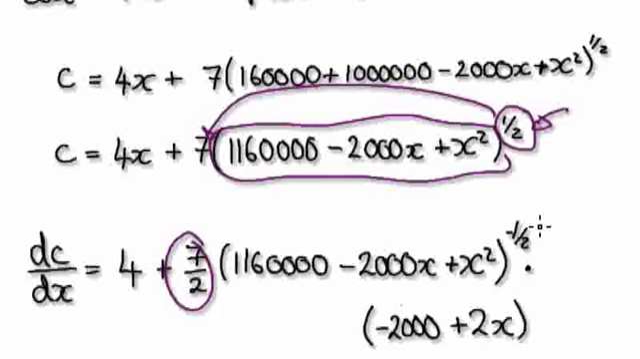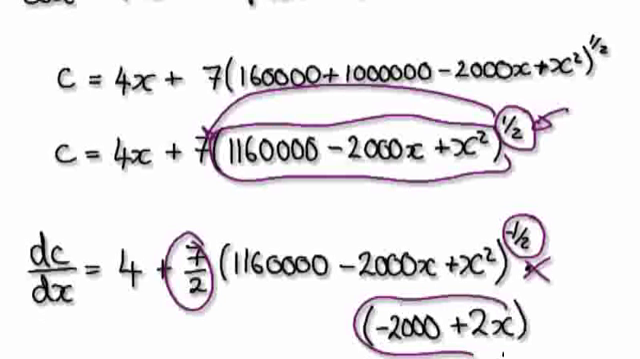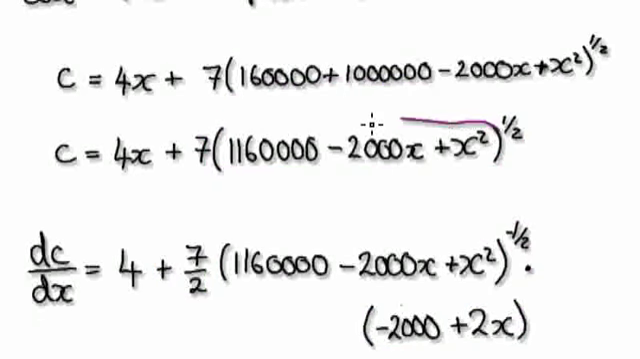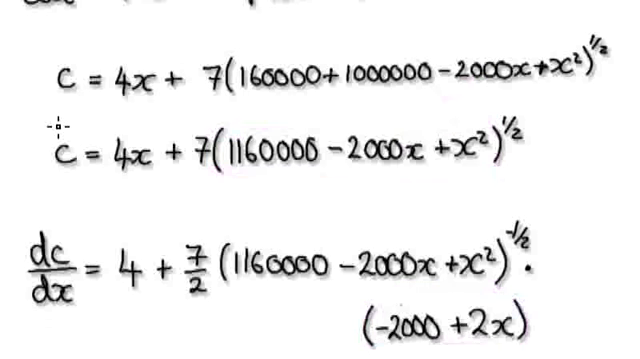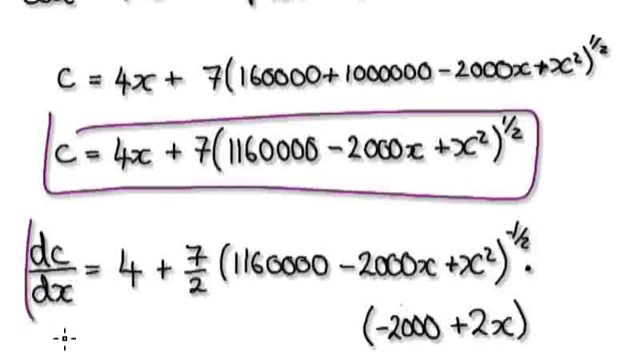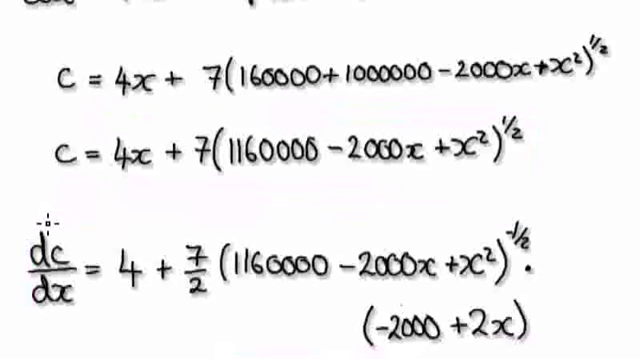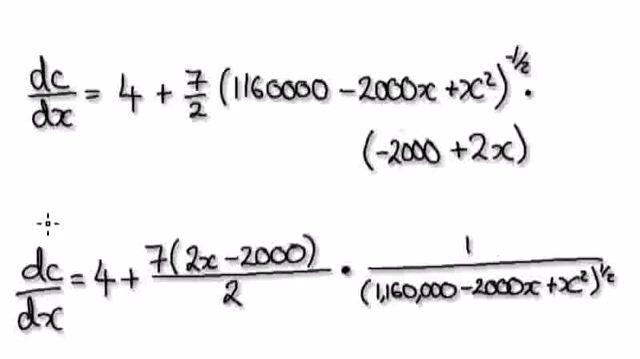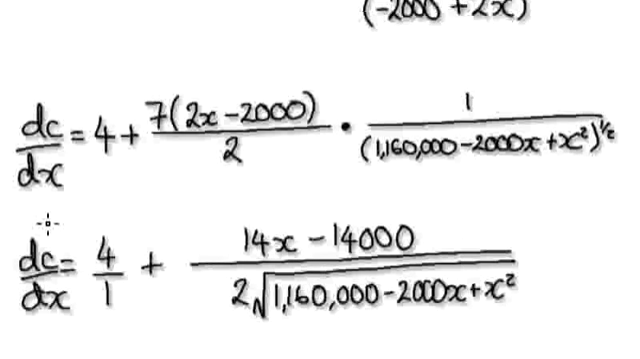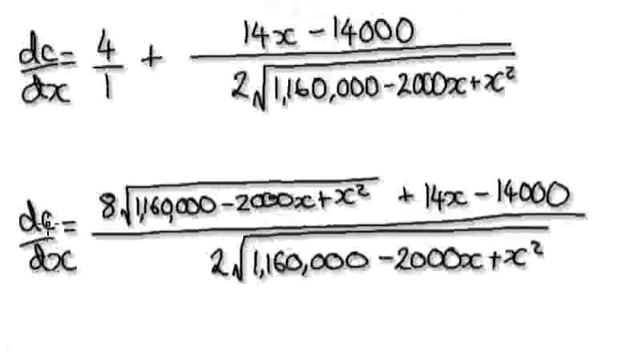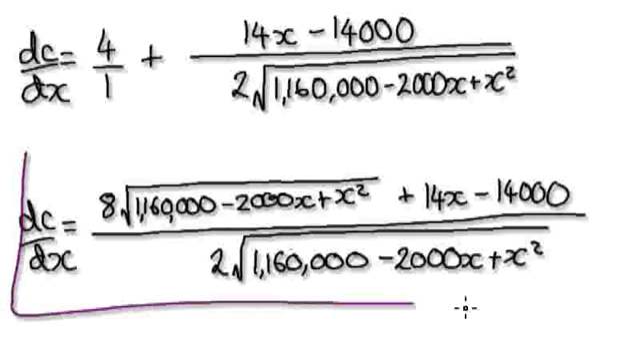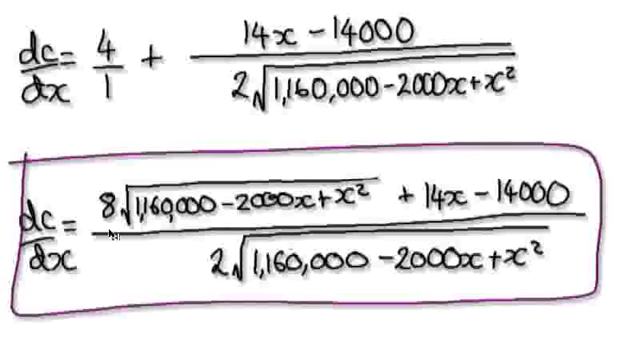But then the power itself gets minus by 1. And then you've got to times it with the derivative of the bubble itself, which will be this. Differentiate this and it will give you this. Then tidy it up, tidy up, and then it will give you this. So this is our derivative here.